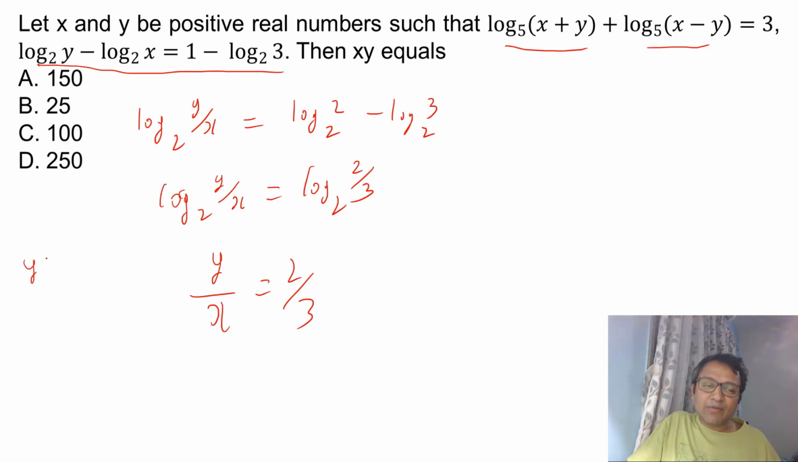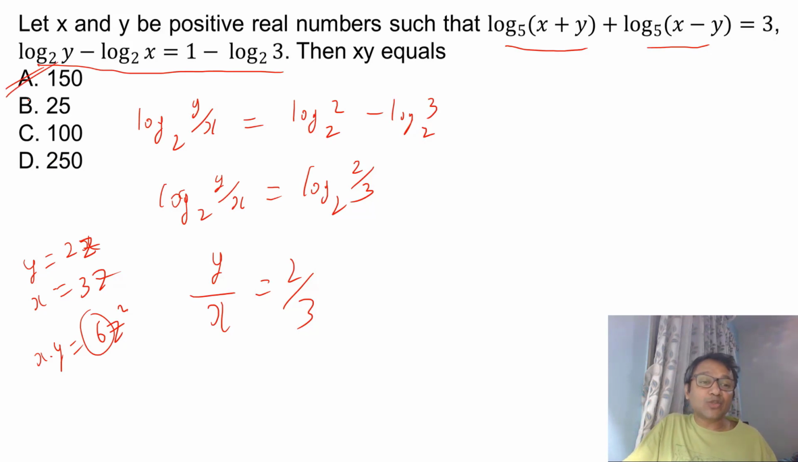I'm just giving this, this is not the solving, we're just trying to explain why. If I take y as 2z and x as 3z, a 2:3 ratio, then x into y will be 6z square. So it is a multiple of 6, and there's only one multiple of 6 among the options. You can actually directly mark 150 as the answer. That is one way of going.